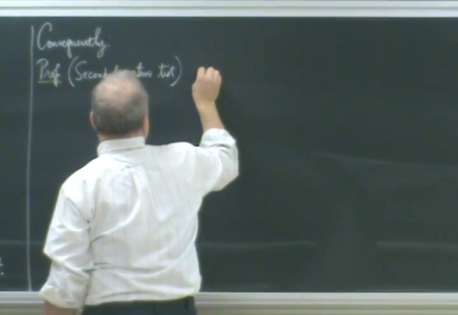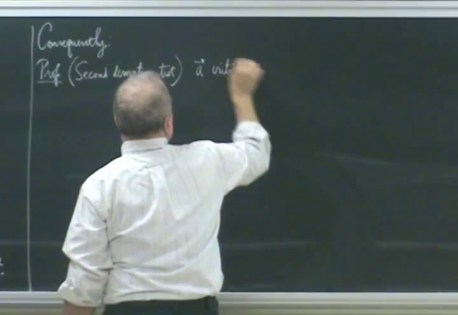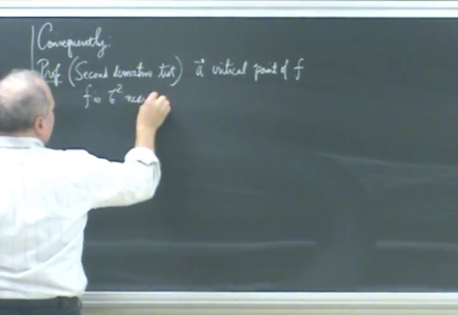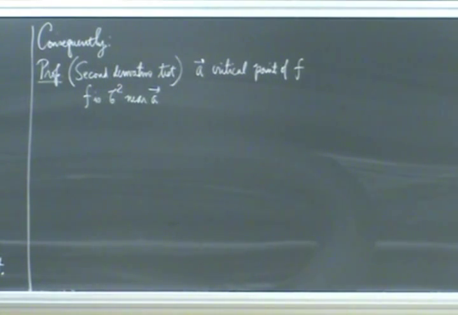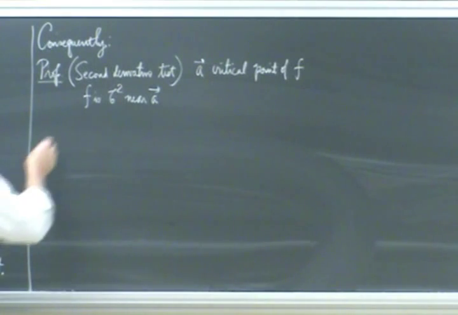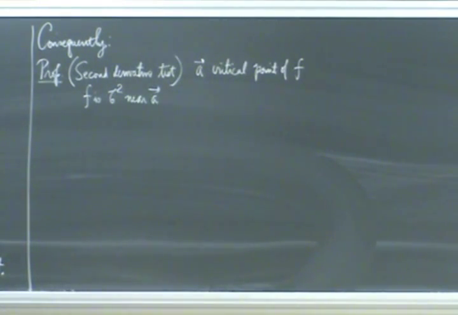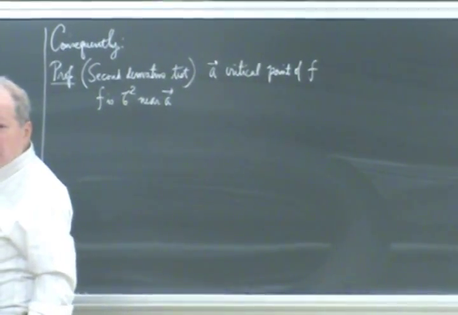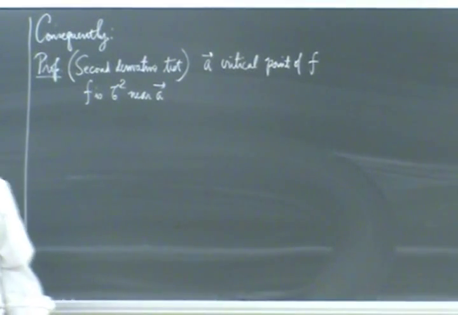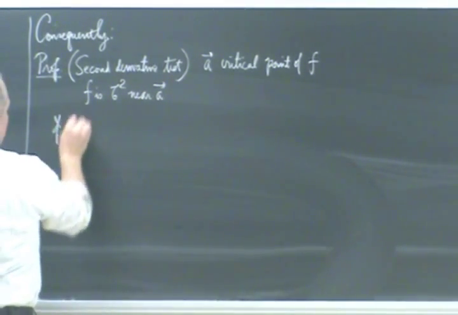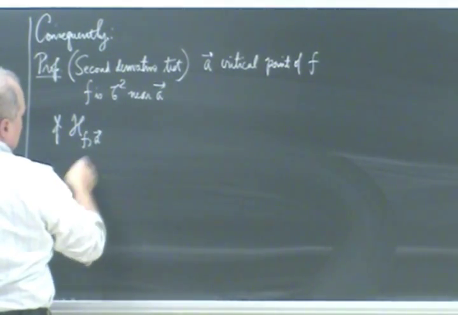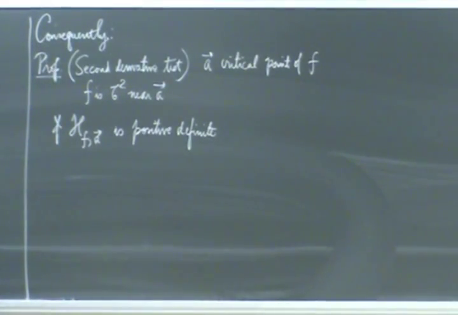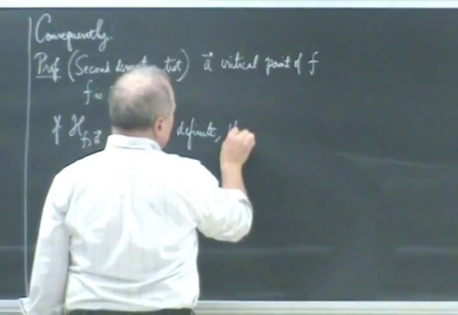Suppose A is a critical point of f, and suppose f is C2 near A. Then if A is a critical point, what do I have? I have f of A plus h is f of A plus 0 plus this quadratic form term plus a small error. So I'm going to claim that if the quadratic form given by the Hessian at A is positive definite, then that means A is a local min.